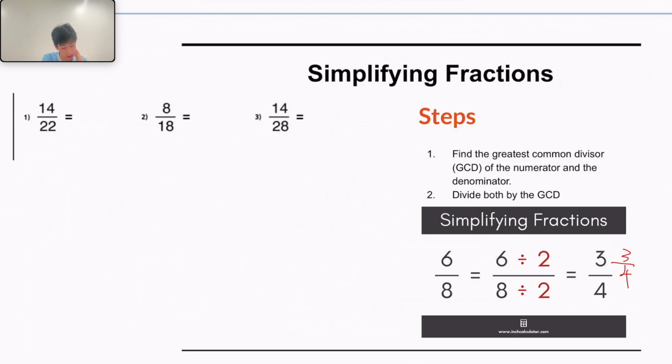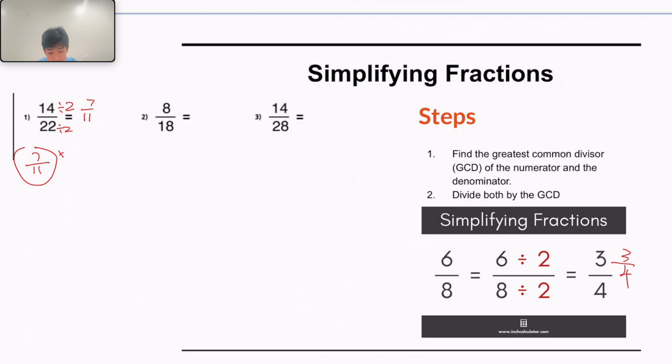Also, if you can't find the greatest common divisor first, you can just divide by the common divisor you can come up with first, and further simplify with the result you get. In this case, we see 14 and 22, the greatest common divisor will be 2. You can divide both 14 and 22 by 2. So this will just become 7 over 11. And as we see here, this cannot be further simplified. So this will just result in 7 over 11.